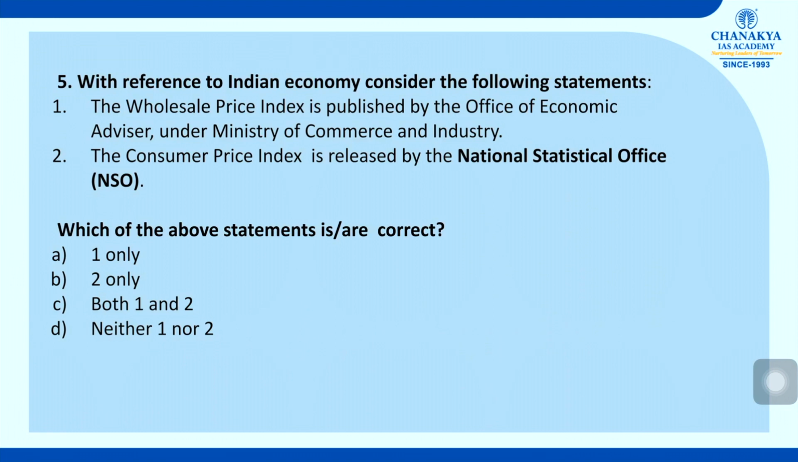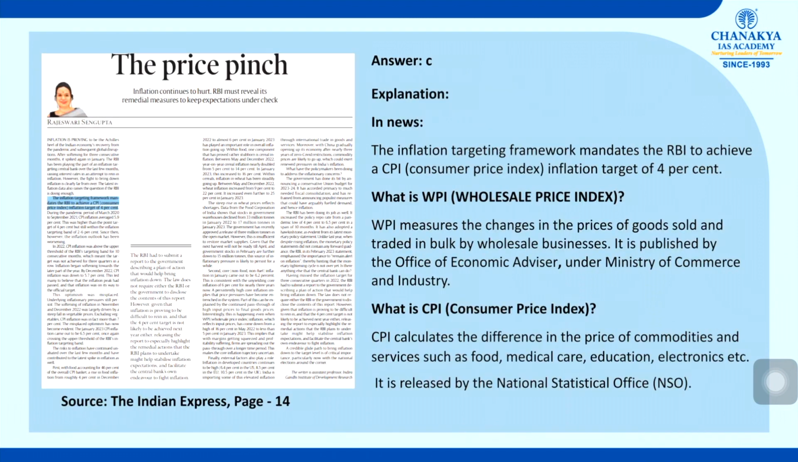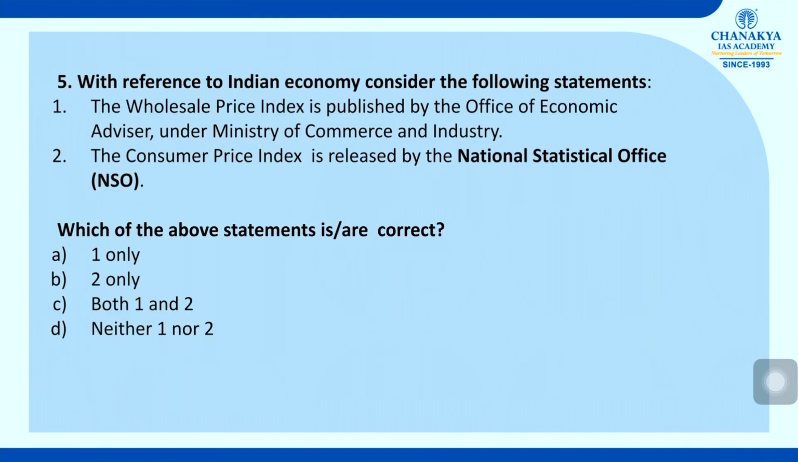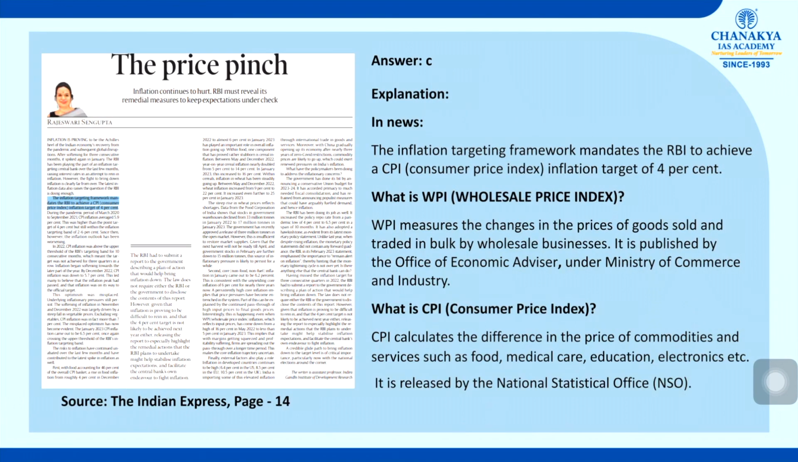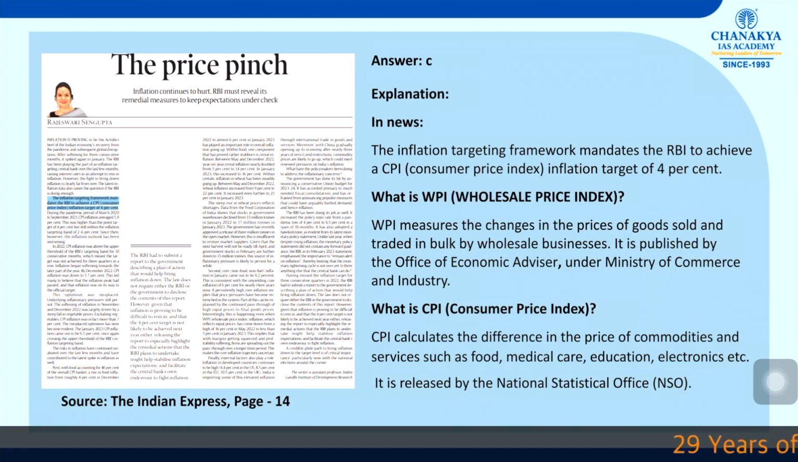Option A, 1 only. Option B, 2 only. Option C, both 1 and 2. Option D, neither 1 nor 2. The right answer is option C, which is both 1 and 2. The inflation targeting framework mandates the Reserve Bank of India to achieve a CPI, which is also known as Consumer Price Index, inflation target of 4%.